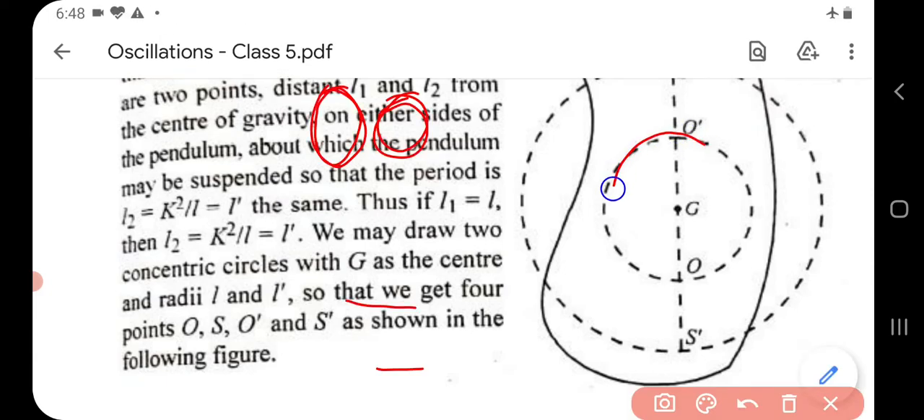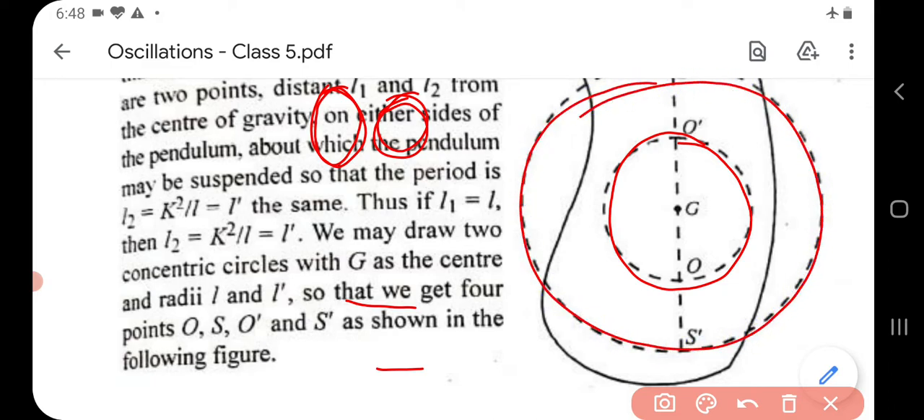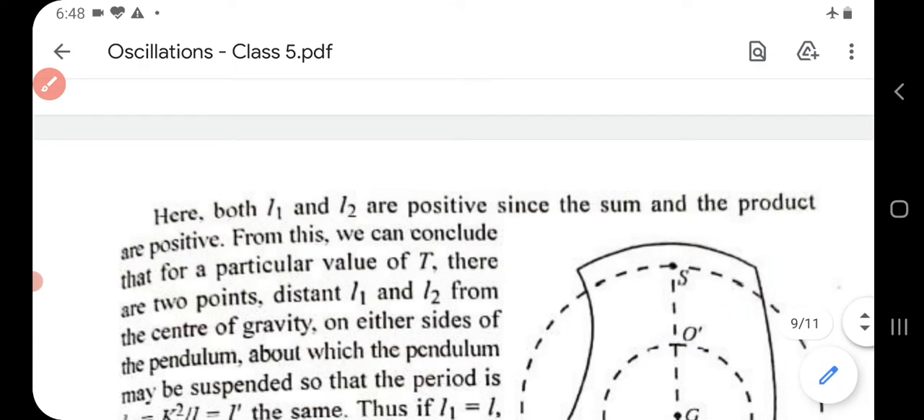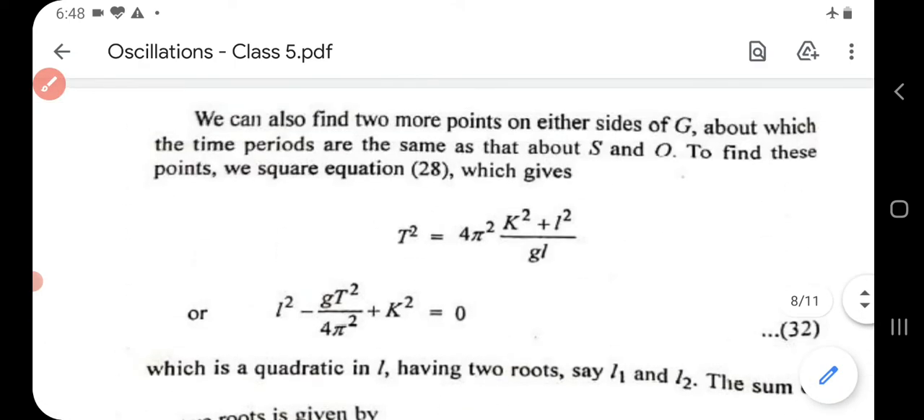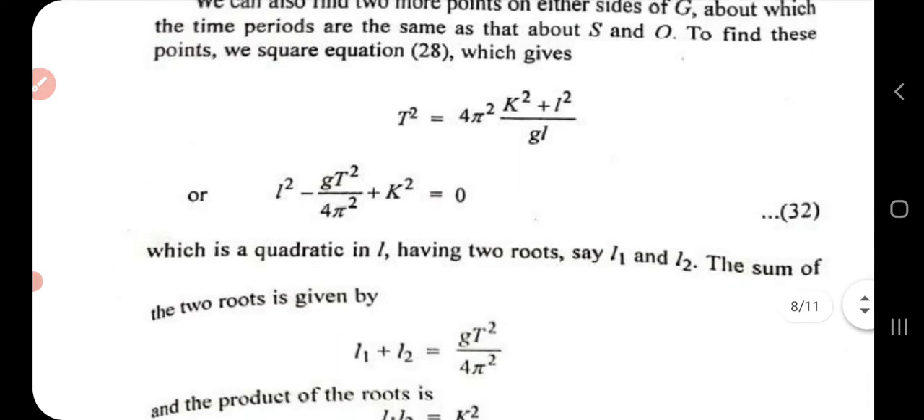That is, this one. This is one concentric circle with G as center and radius L. This is another concentric circle with G as center and radius L dash. So we got 4 points, that is S, O dash, O and S dash. So you just keep this in mind, no need of writing it in the essay part. This is just for your knowledge.